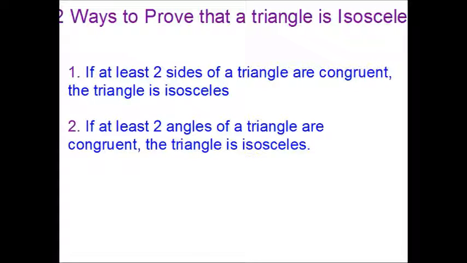Okay, so we have two ways to prove that a triangle is isosceles. The first way is, if at least two sides of the triangle are congruent, the triangle is isosceles. The second way is if we know two of the angles of the triangle are congruent, the triangle is also isosceles. So we can prove a triangle is isosceles either with its sides or with its angles.